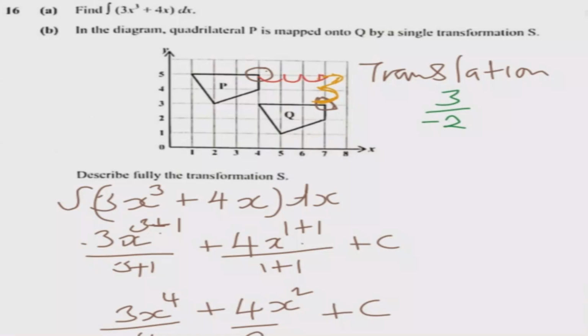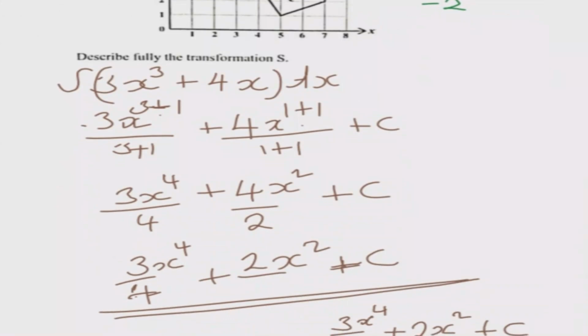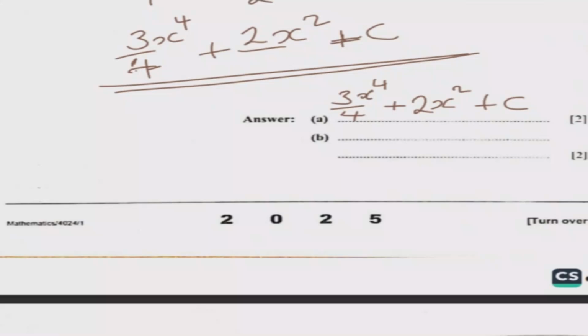Unless there are questions, basically that's how we go about this one. So to describe fully the transformation, we can say that it is a translation by the vector 3 over negative 2. So that is translation, and the vector is 3 over negative 2. If there are no questions, basically that's how we go about this one.